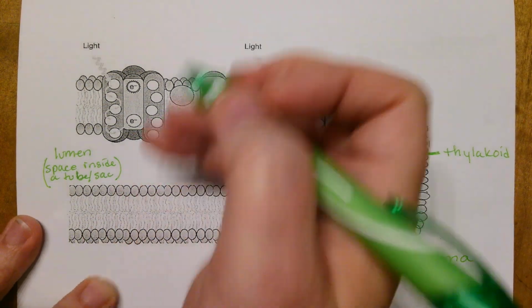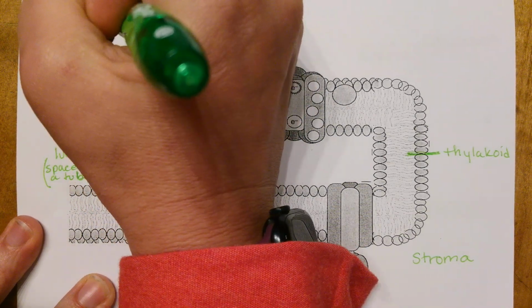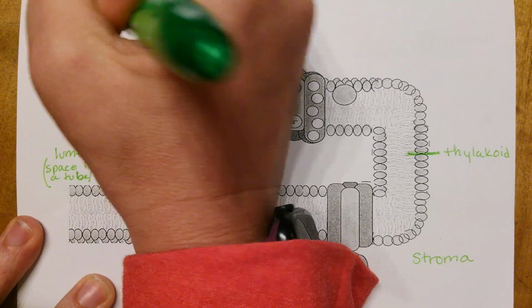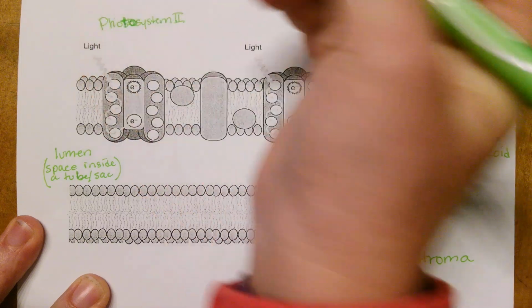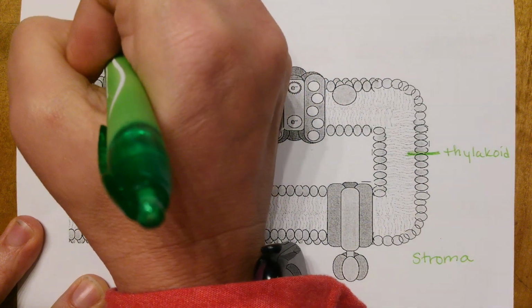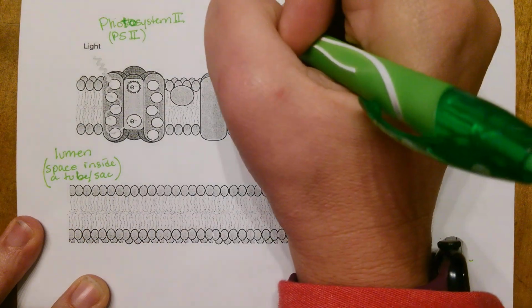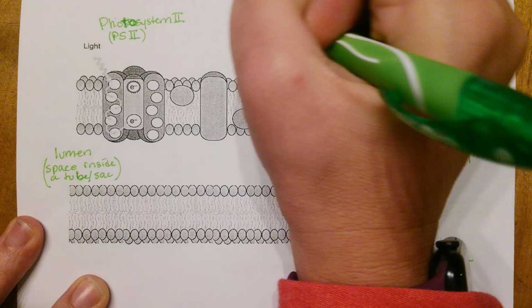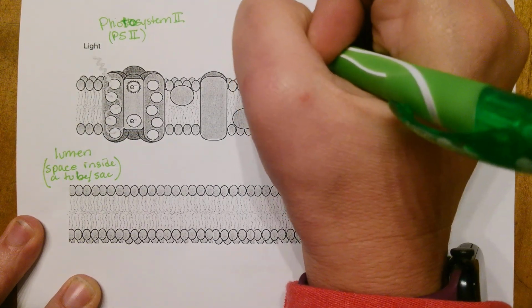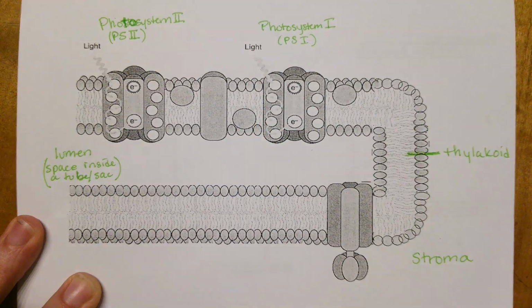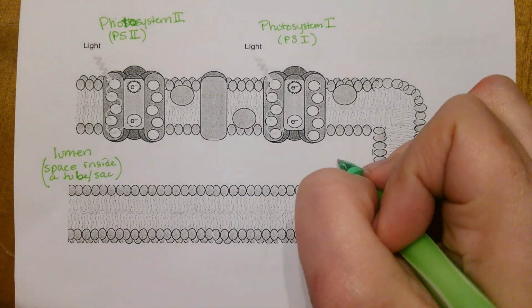This guy here, this guy is photosystem 2. Oh geez, I cannot spell. Photosystem 2. Sometimes he is referred to as PS2. This is photosystem 1, or PS1. And then this guy down here is our ATP synthase.